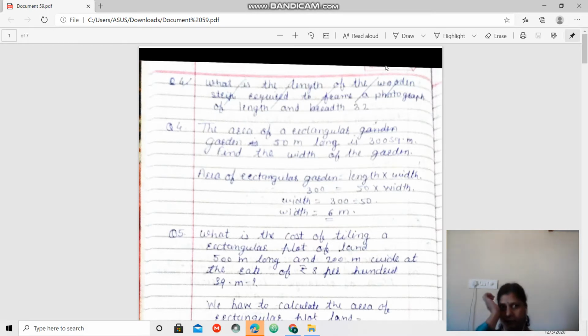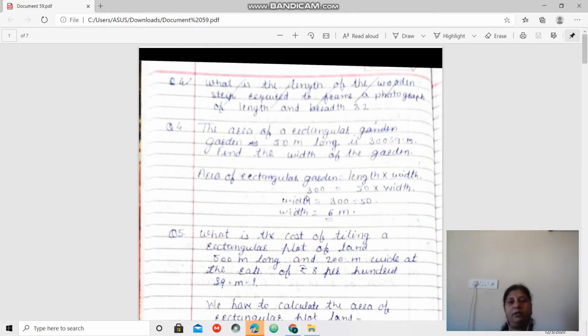So let's start. Fourth example: the area of a rectangular garden of 50 meter long is 300 square meter. Find the width of the garden. I think I have explained this one and asked you to do it as homework. Has anyone done it? Fine, let's see.